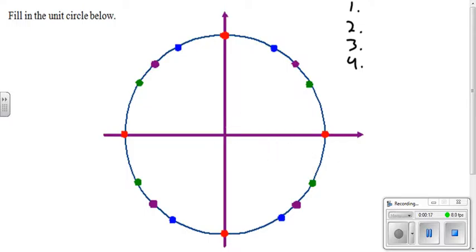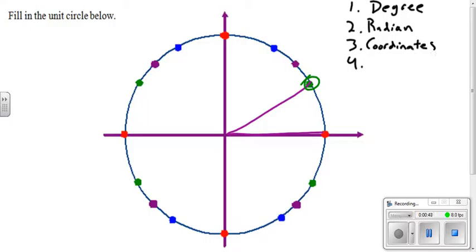For your unit circle memorization quizzes, you'll need to know 4 different things. 1, at each point, when it creates the angle, so like this right here, you're going to need to know the degree of that angle. You'll also need to know the radian measure of that angle. The point, so in this case, at this point right here, you're going to need to know the coordinates and that angle again that it makes.